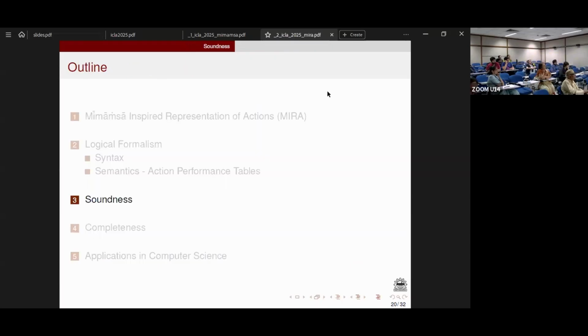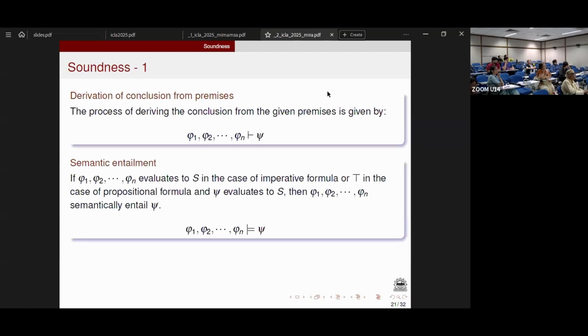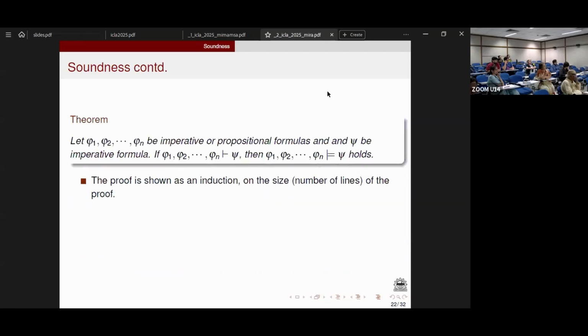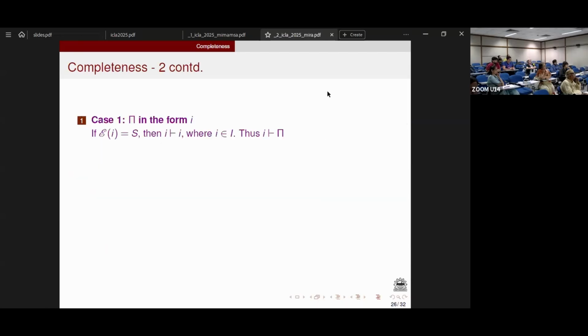And coming to the soundness, we have done it with the help of deduction rules as well as the action performance table. So it goes like this: if there is a derivation, it is also semantically entailed, and this can be verified through the action performance table. This theorem is available in our paper, which was published in 2022. So I would recommend interested persons to go ahead and read about the soundness as well as completeness.